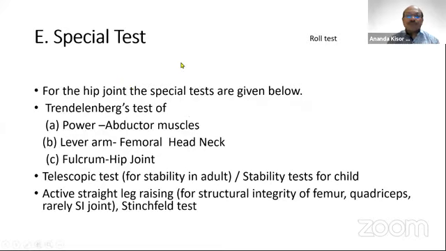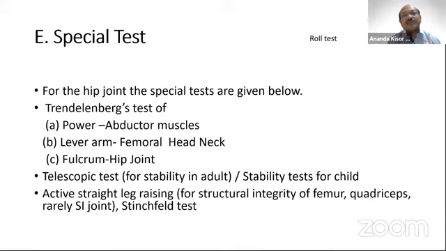Now, special tests. Of these, the roll test is most important, because it is the test by which we can identify which hip joint is affected. It is a gentle rolling, even if the hip joint may be very painful. This is the basic test by which we can easily ascertain which side is more painful. Just keep the patient in supine position. If we roll the whole of the limb, keeping the hip and knee extended, the patient will complain of pain or resistance. That is the roll test.